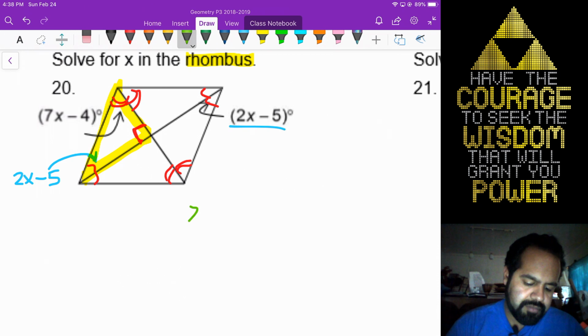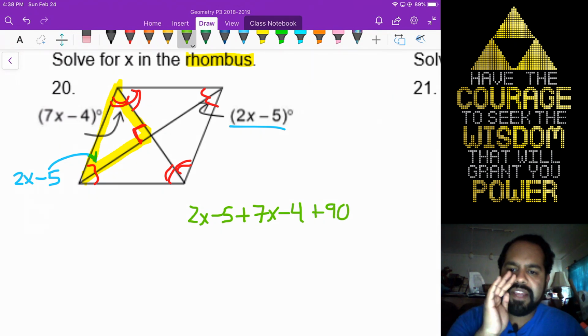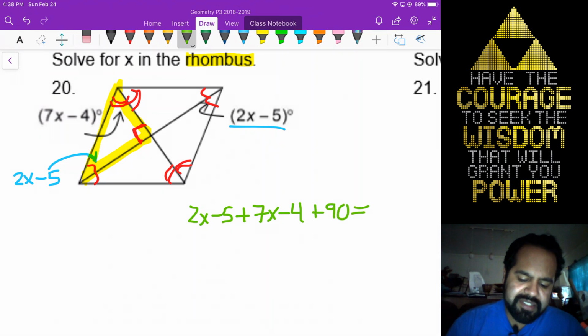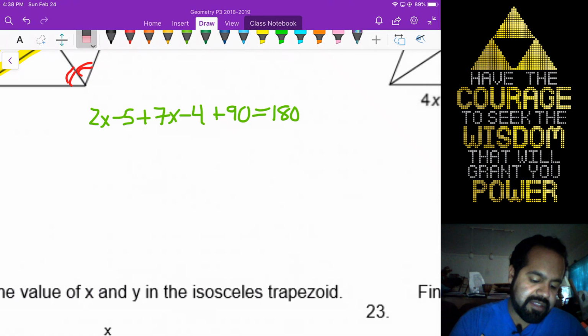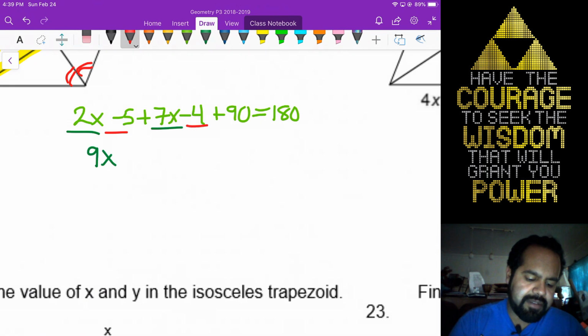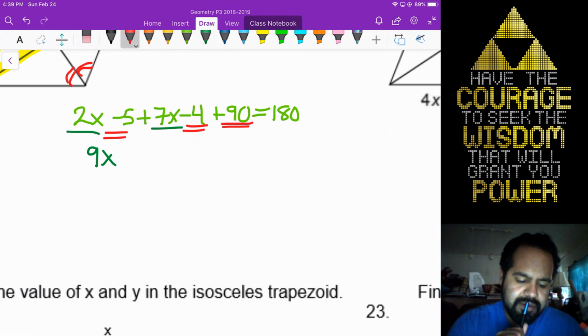So let's see here. We've got 2x minus 5 plus 7x minus 4 plus that right angle. Do not forget the right angle. That's going to add up to 180. My 2 does not look like a 2. We should fix that. There we go. I'm going to combine the 2x and the 7x. I'm going to combine the negative 5, the negative 4, and the positive 90. So that looks like negative 9 plus 90. So I believe that's 81.